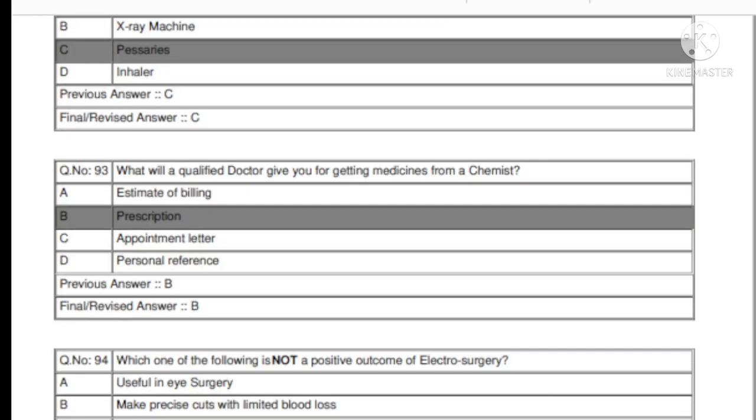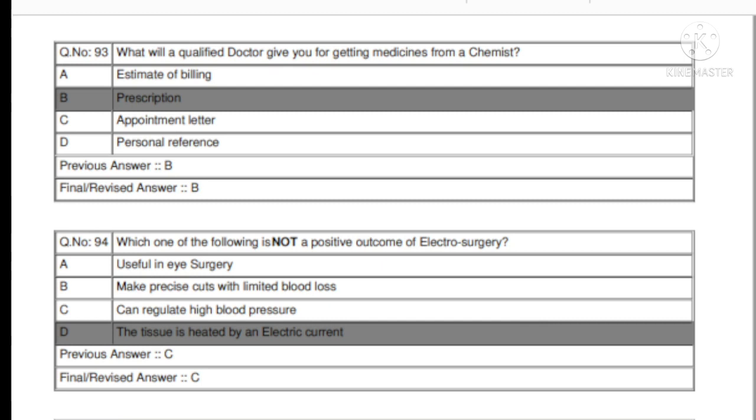Next question, question number 93. What will a qualified doctor give you for getting medicines from a chemist? He will give us a prescription, not appointment letter, not personal reference, not estimate of bills.